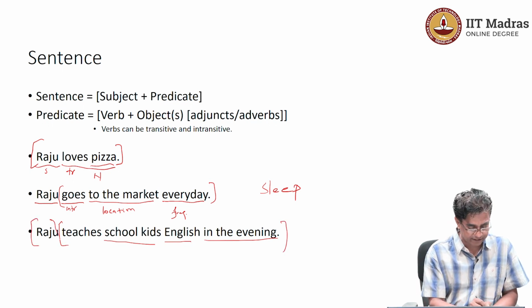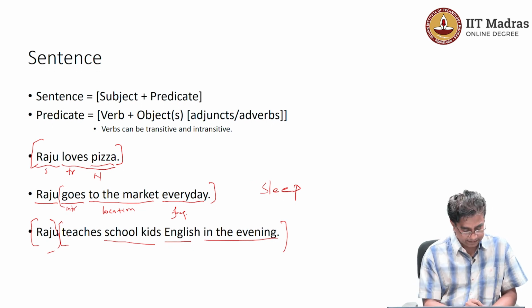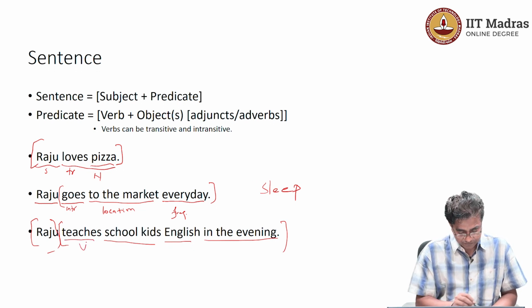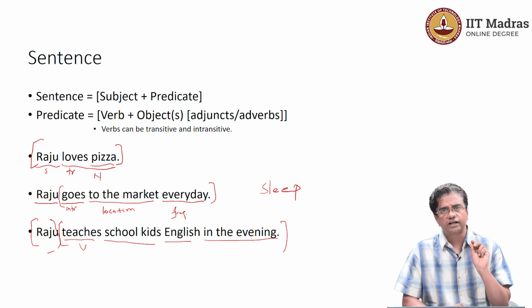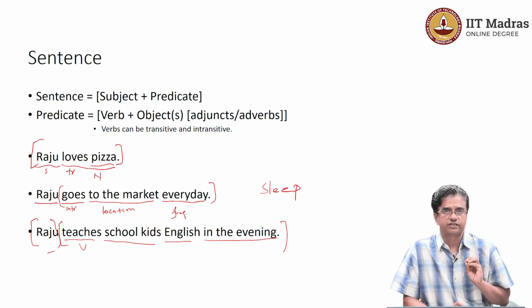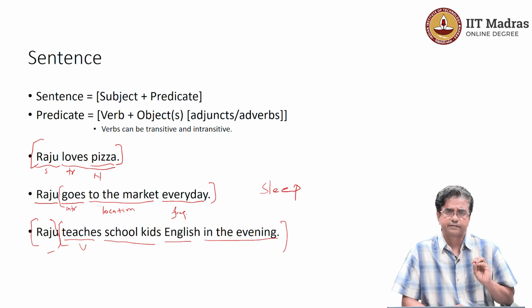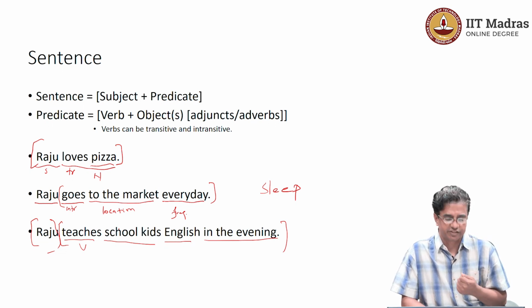Raju is the subject of this sentence. Teach is the verb. Teach is a different kind of transitive verb. It's also a transitive verb, but it is different because it requires two objects. So sometimes it is also called a ditransitive verb.